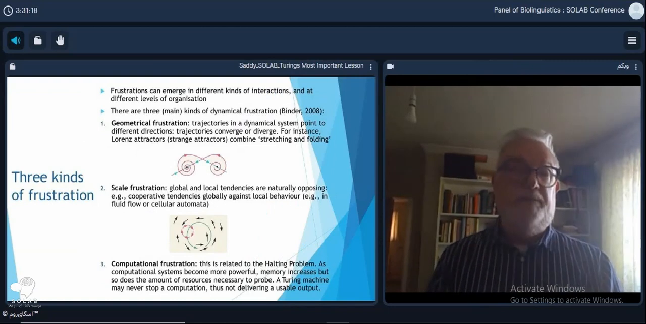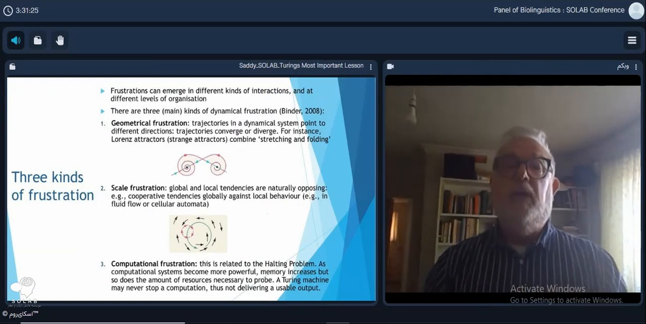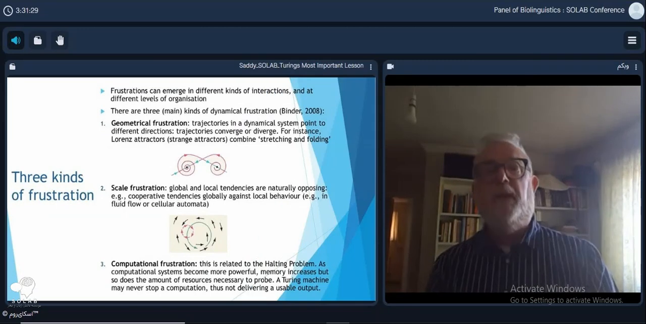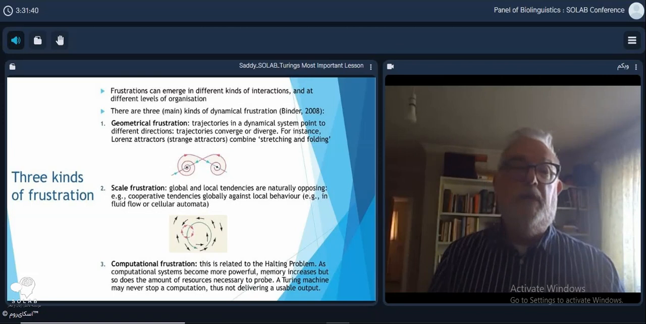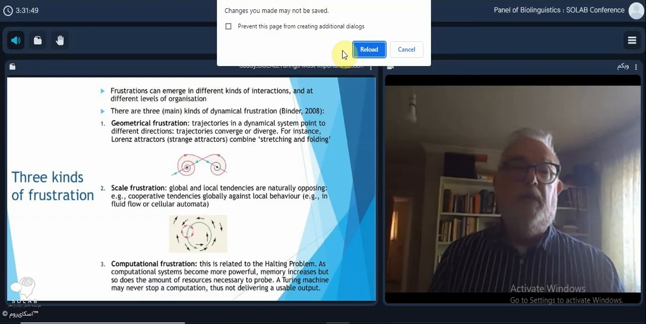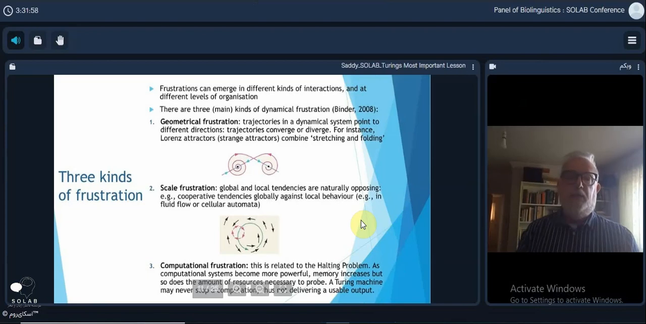Think of a pendulum. You've got a weight on a string and you push it. It's going to describe a bunch of arcs. Every one of those you can imagine is a trajectory through the total space that the pendulum describes. So geometrical frustration suggests that we've got systems where you have tendencies that are naturally opposing, so cooperative tendencies act globally against local behavior. And we'll see that's an important organizational property for the brain.